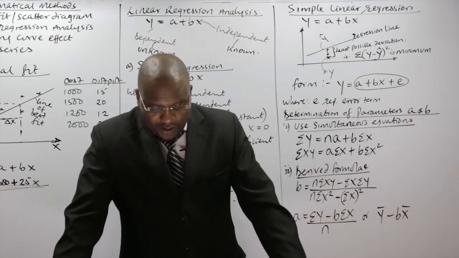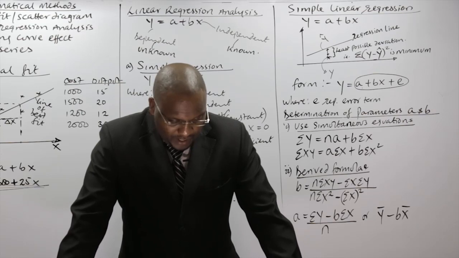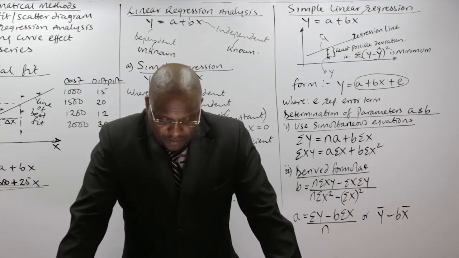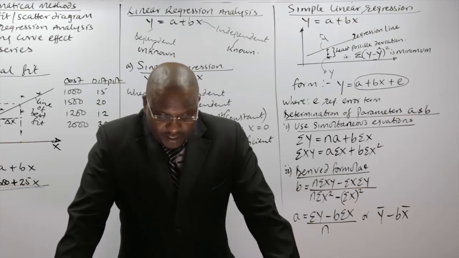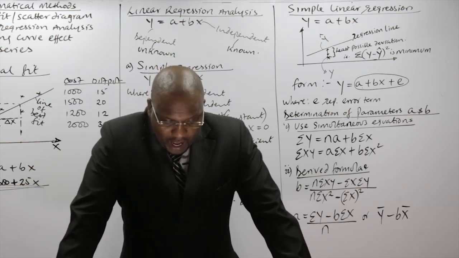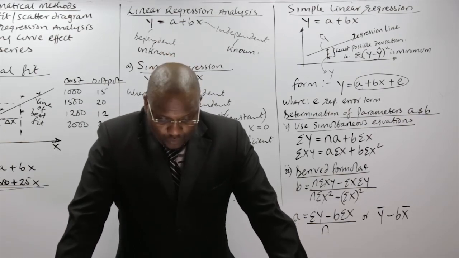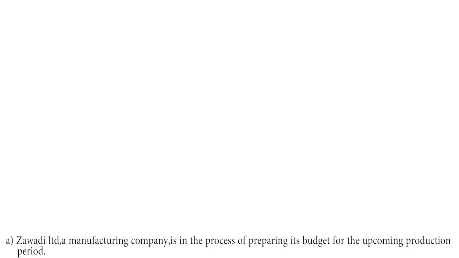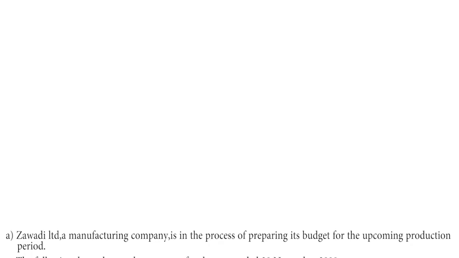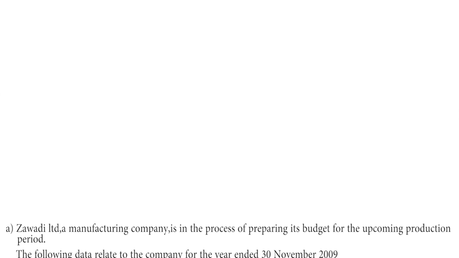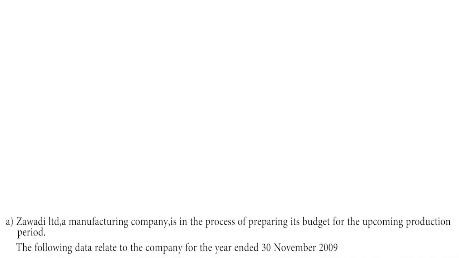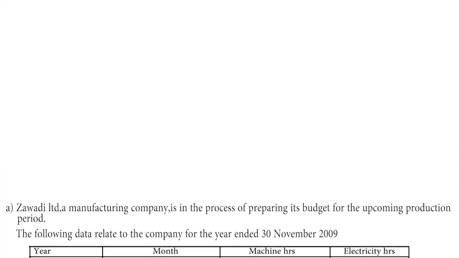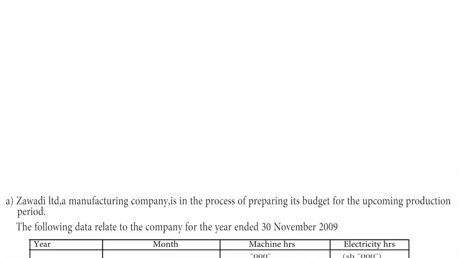evaluation. So the question is from December 2009 of Advanced Management Accounting, previously known as Management Accounting. Question 1, December 2009, part A. The question reads that Zawadi Limited, a manufacturing company, is in the process of preparing its budget for the upcoming production periods. The following data relates to the company for the year ended 30th of November 2009.